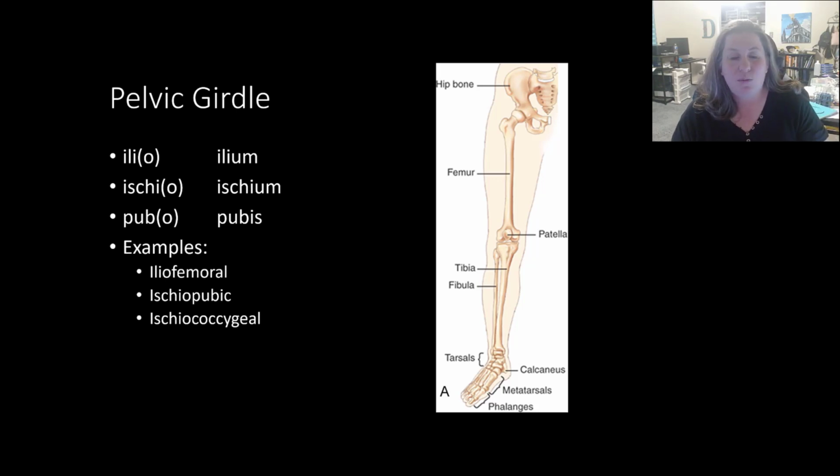Examples of when we would use some of these word parts are iliofemoral. This is where the ilium and the femur come in contact. Okay, it's pertaining to that area. You have the ischiopubic, where the ischial bone with the pubic bone fuse together. And then you have the ischiococcygeal, and this is going to be where the ischium is going to come in contact with that coccyx sacral area.